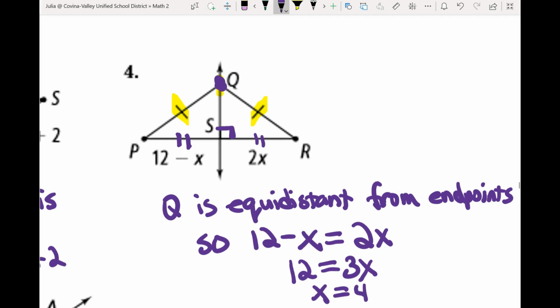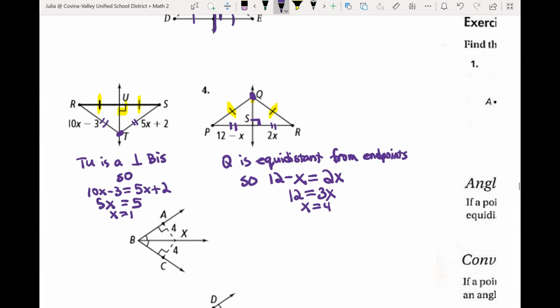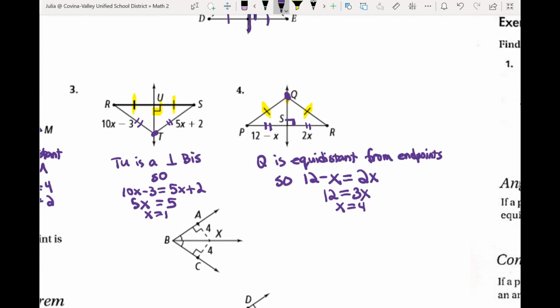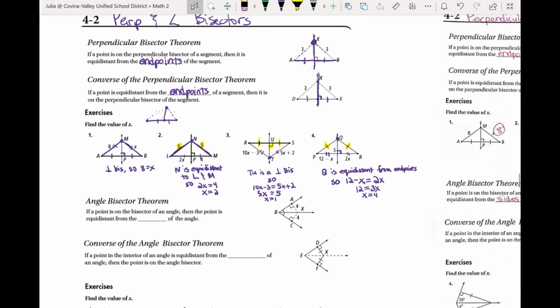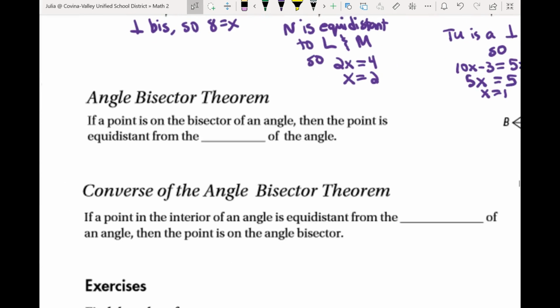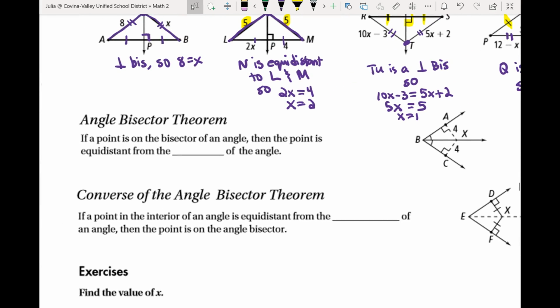Okay, so that's one of the rules that you're going to be using today. The other one is very similar. It's just the picture is going to look different, but you're going to find one thing that's true, and you're going to make an equation from it. So, angle bisector. If a point is on the bisector of an angle, if it's on a segment that's going right up the middle, then that point is equidistant from the sides of the angle.